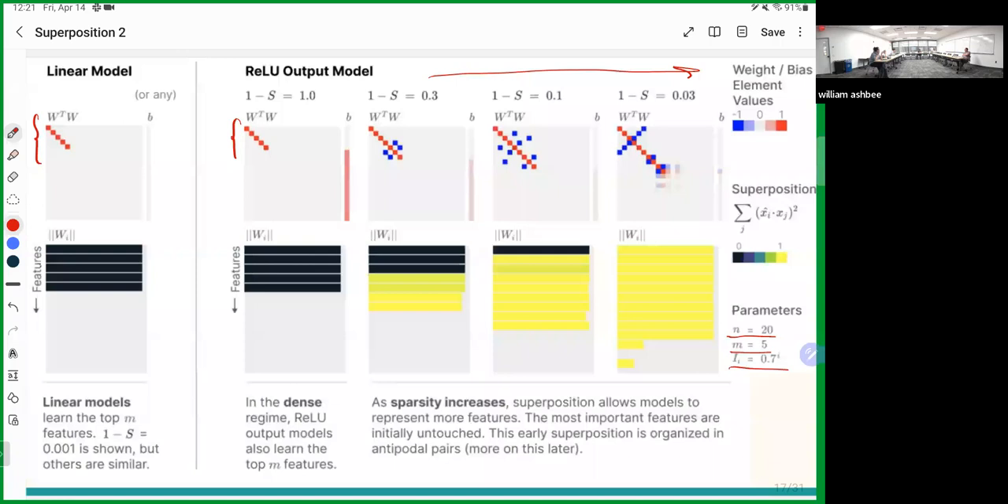In the beginning, they assign importance to each feature in this way. As we can see, as sparsity increases, the superposition measure, the extent of superposition, is increasing. Yeah, okay.